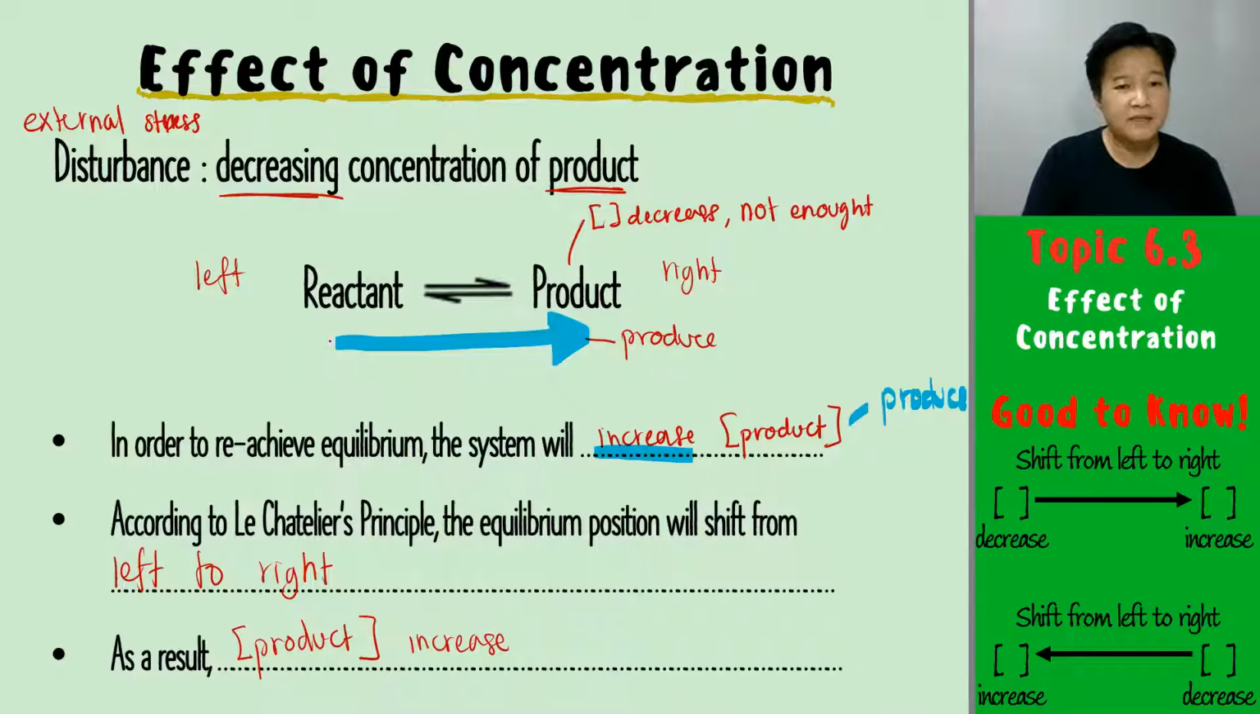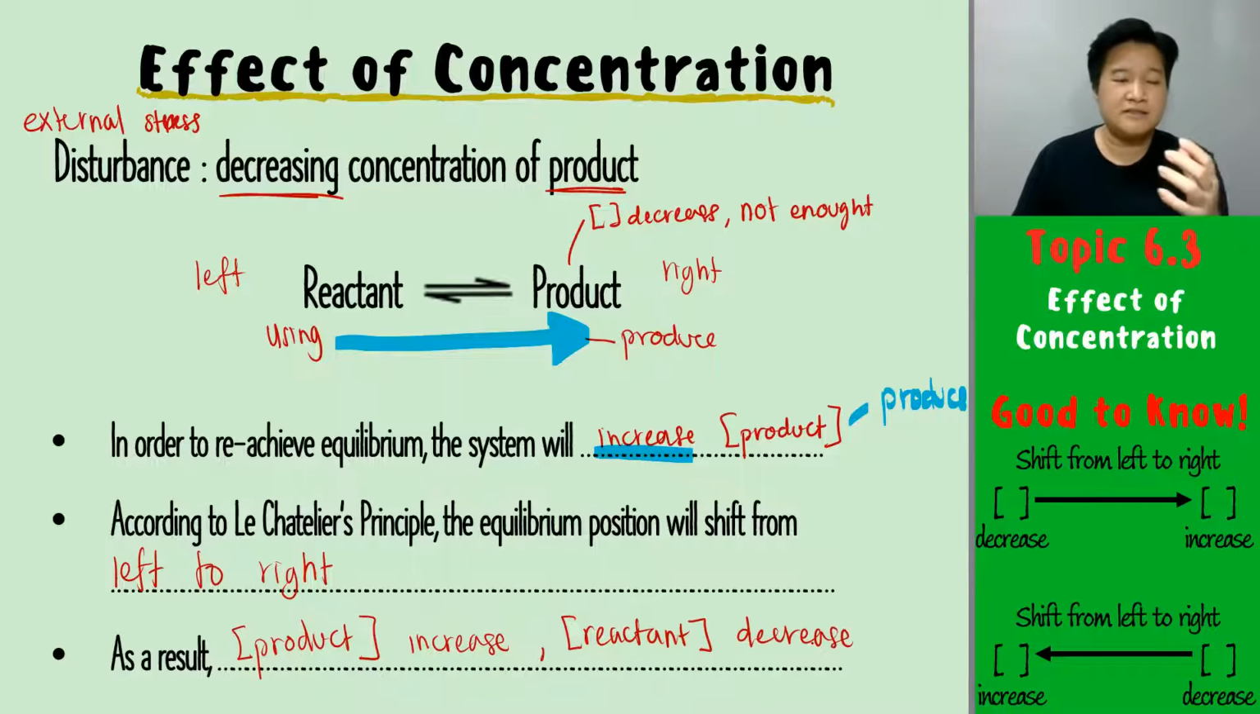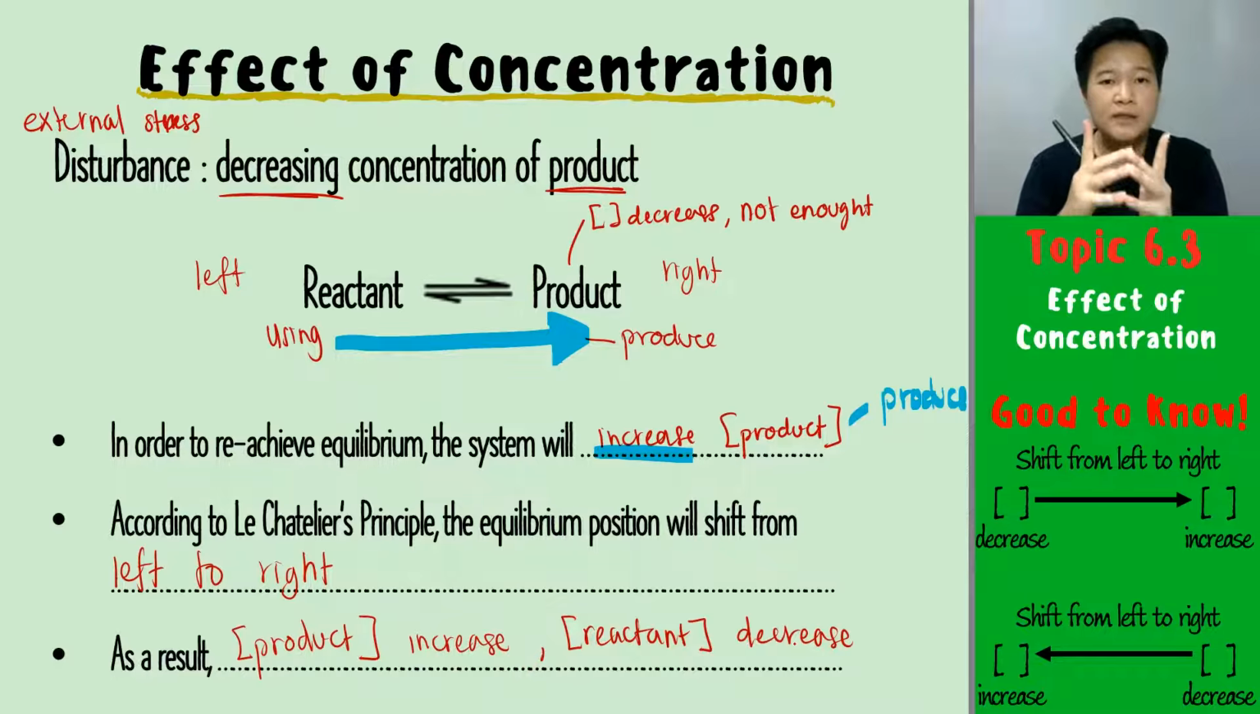While for the reactant, we are using the reactant. So when we are using the reactant, when you are using your money, what happened to the money? The money will decrease. So the concentration of your reactant will decrease. Okay? And all this is because of one disturbance towards your system that is already at equilibrium.